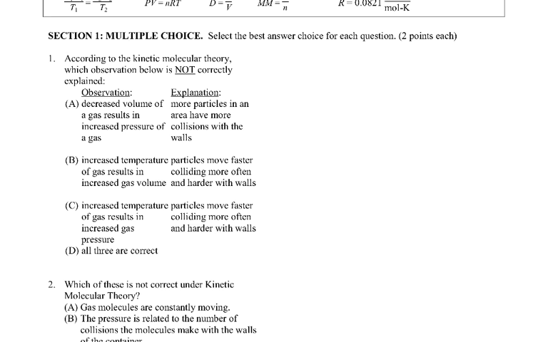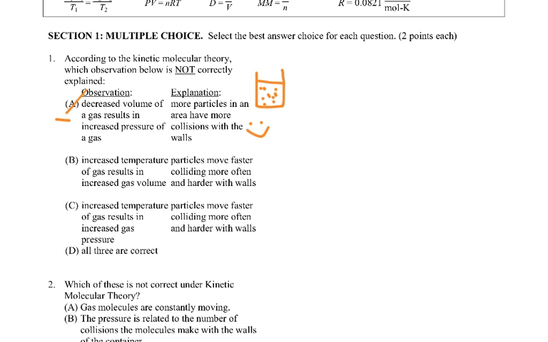So decreased volume of gas results in increased pressure of a gas. That makes sense. When the volume goes down, the pressure goes up. Explanation: more particles in an area have more collisions with the walls. If you decrease the size of the container, then those particles are in a smaller area, so they're going to bump into the walls more often. So yeah, that's a good explanation. Look at B. So that's not the answer.